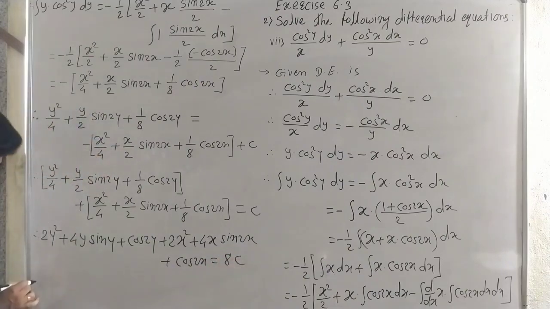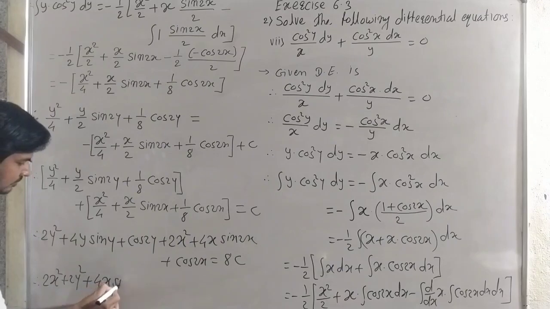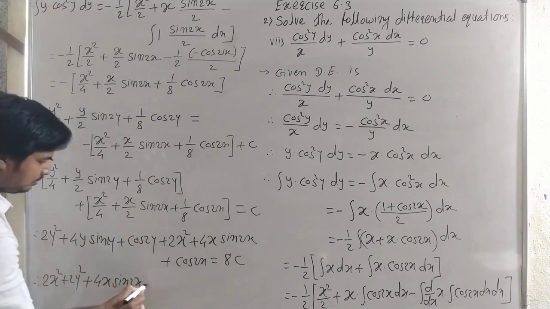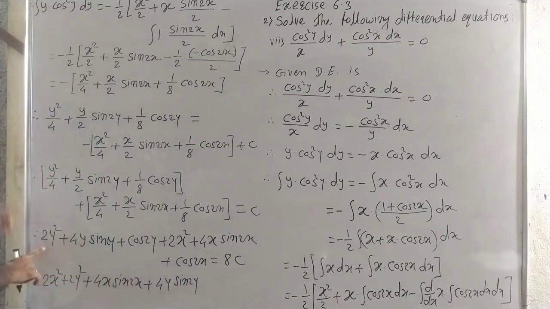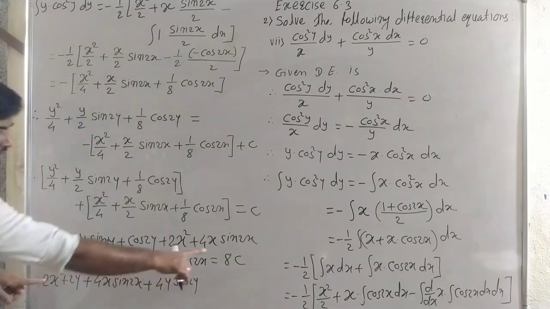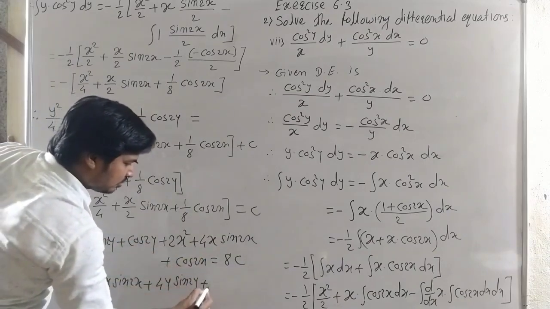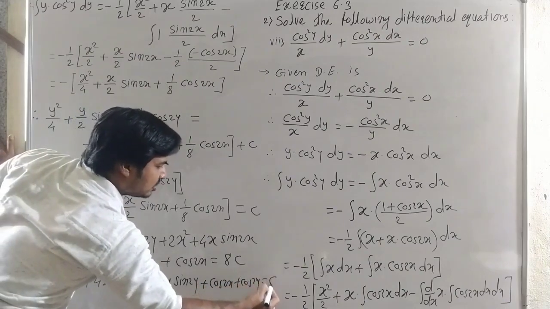Okay, and now the last answer. Here 2x square and it is 2y square. We can write it is 2x square plus 2y square plus 4x sin 2x and plus 4y sin 2y. Okay, it is 2x square, 2y square, this 4 sin 2x, 4y sin 2y, and last term cos 2x plus cos 2y, and is equal to c.